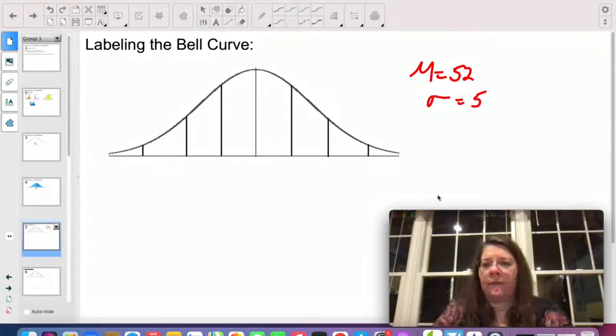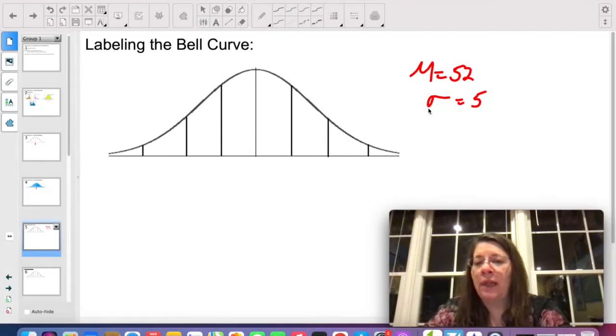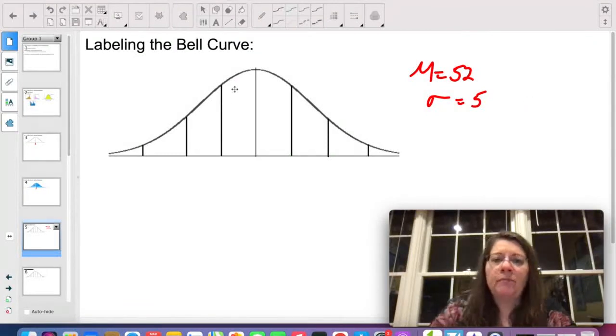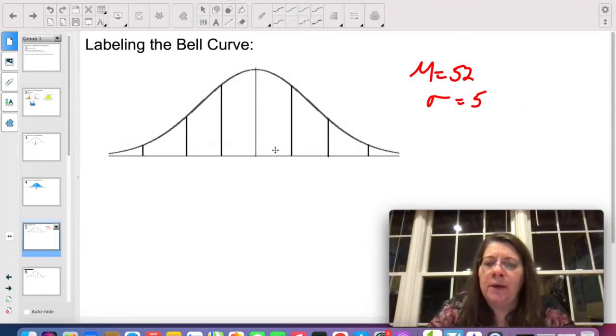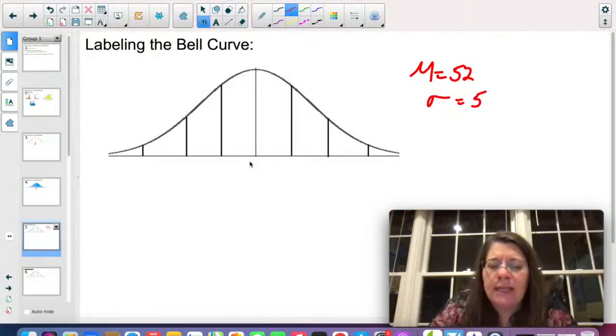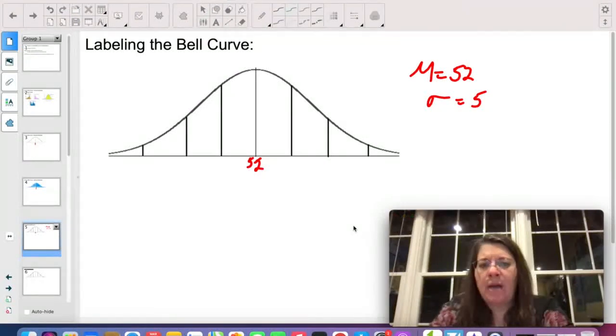Now, this symbol right here is the standard deviation symbol. I guess you could say it's kind of a sideways 9. It is also a Greek letter. And we're going to use a formula for z-score later that uses these two symbols. So it's important that you do know what those two symbols are. All right, so to label this bell curve, my mean is going to be right here. That is my middle number. So I'm just going to label my mean with 52. So I've got my mean labeled.